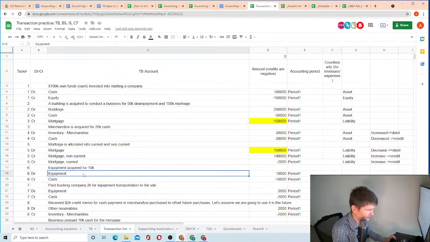Next, we acquired equipment for $10,000 cash. Again, equipment increased, we acquired new equipment. Debit, equipment, 10,000. Asset. We paid with cash. Cash decreased. It's also an asset, but it decreased, therefore it's credit.